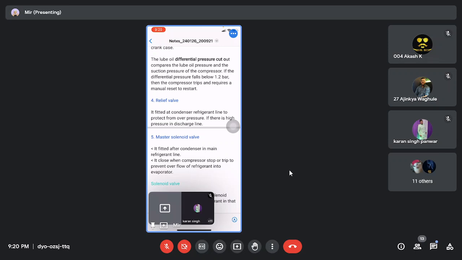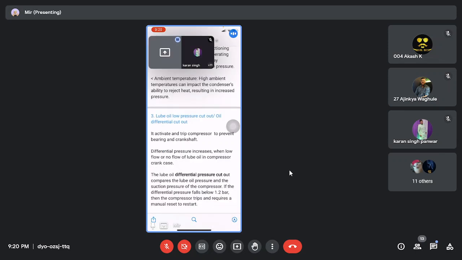Okay, this is an important point. And why 1.2 bar? Actually, I don't know why it takes 1.2 bar. I also need to learn about this. Should we actually mention 1.2 bar? It's not general, no? That's why I said I need to learn more about why it is 1.2 bar.